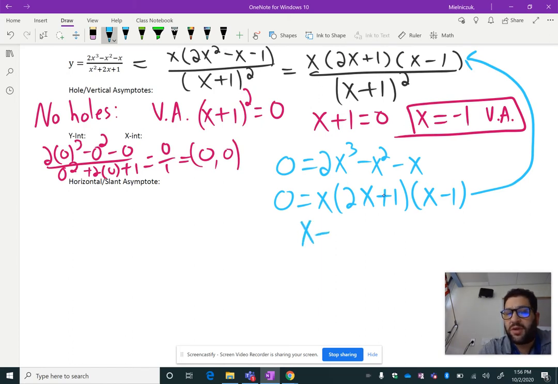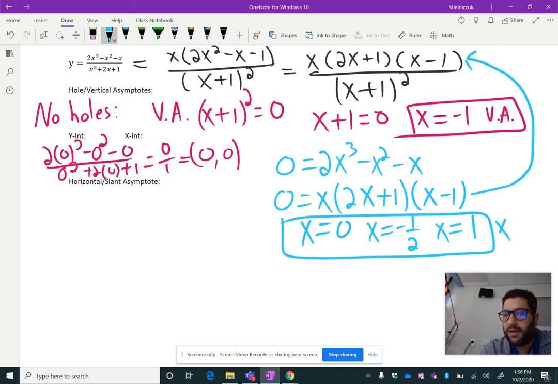This will happen when x equals 0. It will happen when 2x plus 1 equals 0, so that's when x equals -1/2. It'll happen when x minus 1 equals 0, so when x equals 1. So our x-intercepts are right here, meaning that it crosses the x-axis 3 separate times.